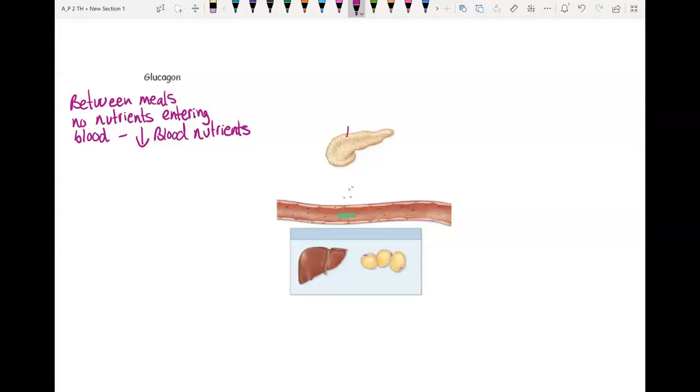Your pancreas, again, is going to respond. Your pancreas detects the drop in glucose. So even though all of your nutrients are dropping, glucose is the one your pancreas detects and responds to. This time, the pancreas secretes glucagon. So the job of glucagon is to bring your nutrients back up to homeostasis.